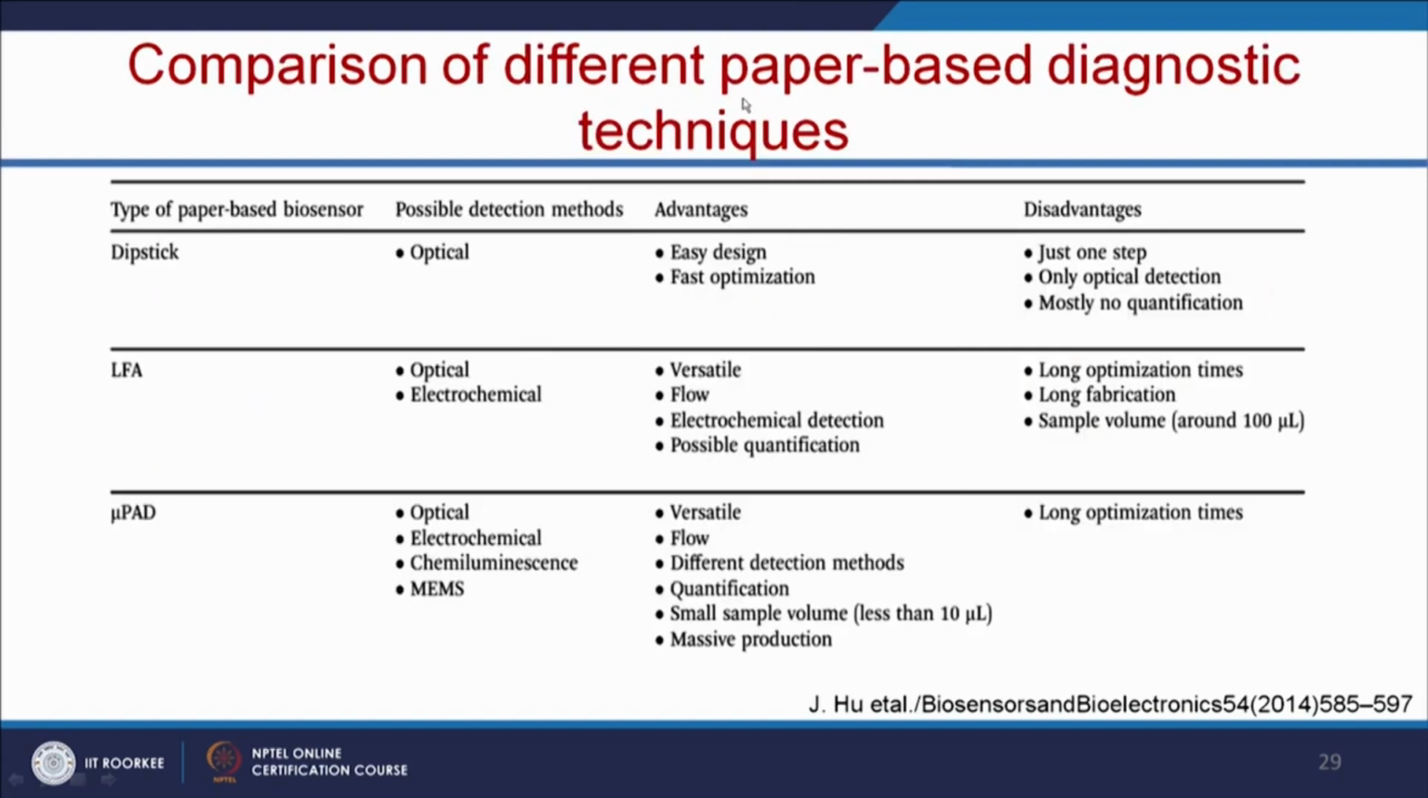So let us see the comparison of different paper based diagnostic techniques. Each has its own advantages as well as disadvantages. The dipstick method is easy with fast optimization, but the problem is it is only optical detection, so there is no quantification. And the LFA is versatile and it is based on lateral flow. Here we can also do electrochemical detection, and the problem is long optimization times and also long fabrication. And when you use the micropad, it is versatile and has different detection methods, and the main advantage is the sample volume is less, we can use only 10 microliter of sample, but the drawback is it needs long optimization times.